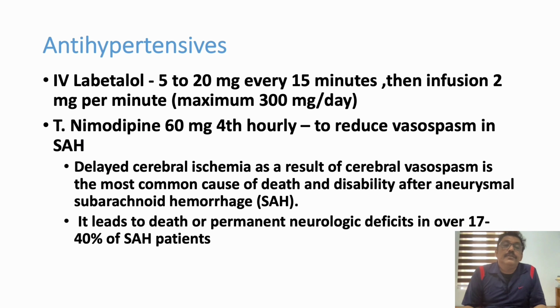Labetalol dose is 5 to 20 mg every 15 minutes, then infusion 2 mg per minute, maximum 300 mg per day. One important thing we have to remember: we have other beta blockers also, other than labetalol. We have metoprolol, and other injectable beta blockers. But the only thing we have to remember is that there are some conditions like pheochromocytoma and cocaine poisoning where, if we give only a beta blocker, unopposed alpha adrenergic action can come into the picture, and sometimes BP can increase.